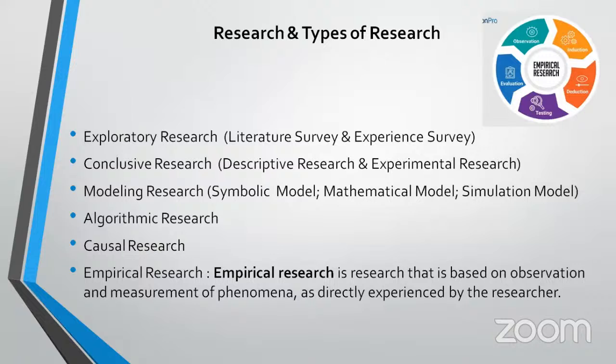Then comes modeling type of research. Modeling means you have to frame the model. It may be a mathematical model. Students interested in research related to production and operations research can go for mathematical modeling, okay. Symbolic models are for computer science people, who can go for symbolic type of model. And the finance researcher can go for a simulation model, okay.